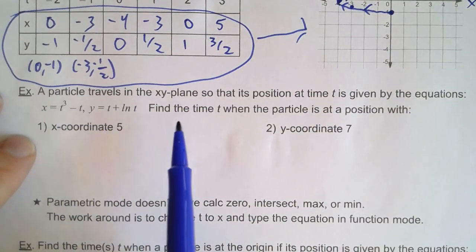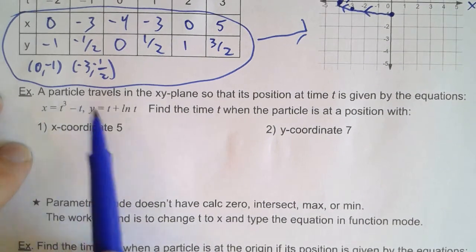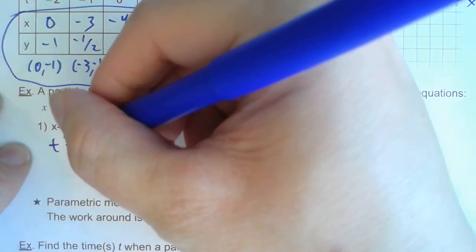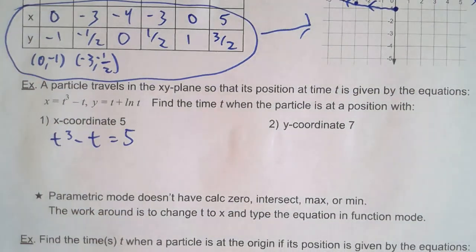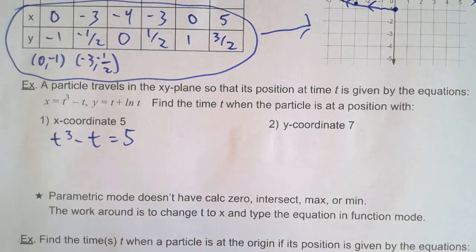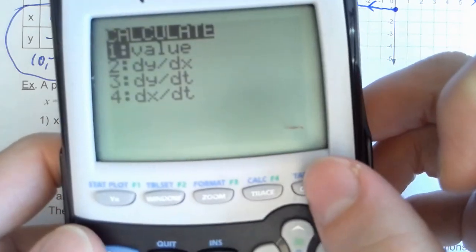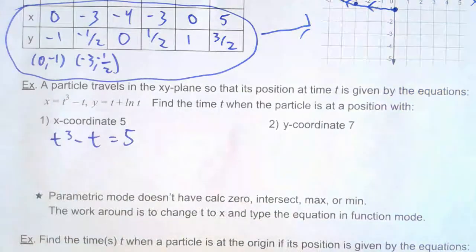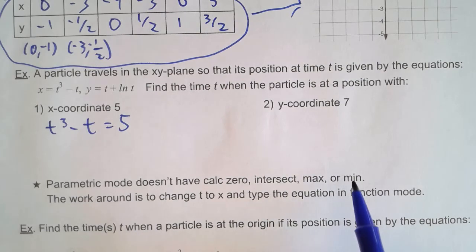So if we want to find the time t when the particle has an x-coordinate of 5, that means we want this x equation to equal 5. So we want t cubed minus t to equal 5. Well, we're going to have trouble solving that by hand, and so we want to solve that in our calculator. The problem is when you're in parametric mode, if you go to your calc menu, if you do second trace to go to that calc menu, a lot of that good stuff that you're used to using is not there anymore. Parametric mode, unfortunately, doesn't have calc 0, calc intersect, or even max or min.